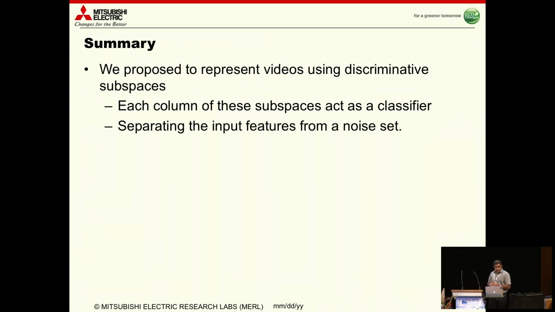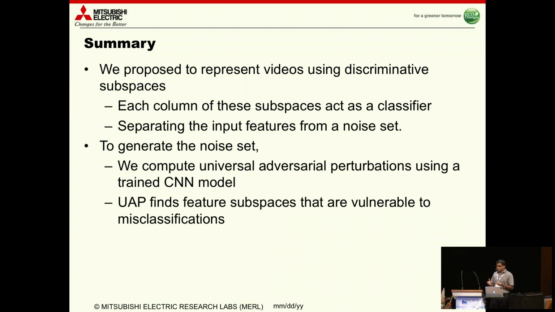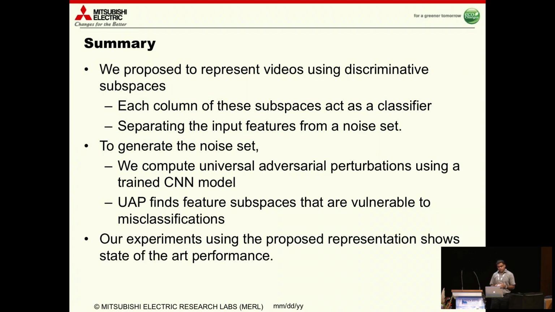So in summary, we proposed to represent videos using discriminative subspaces. Each column of these subspaces acts as a classifier separating the input features from the noise set. To generate the noise set, we compute universal adversarial perturbations using a trained CNN model. The perturbations find subspaces that are vulnerable to misclassifications. Our experiments using the proposed representation show state-of-the-art performance.